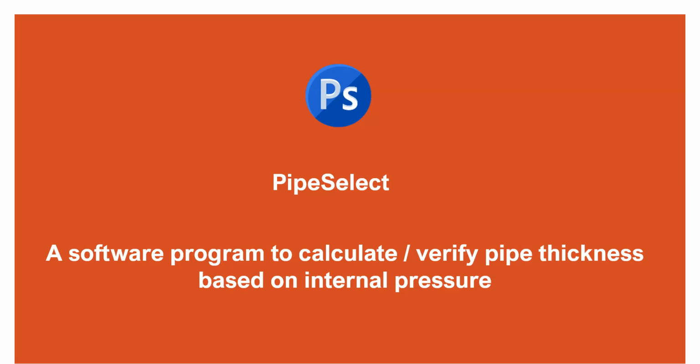Hello everyone. Today we are going to introduce you to a software program called PipeSelect. PipeSelect is a software program that can be used to calculate or verify pipe thickness based on internal pressure.